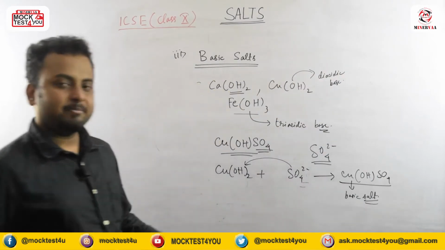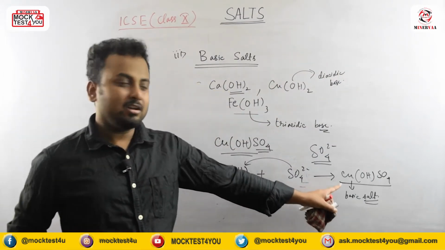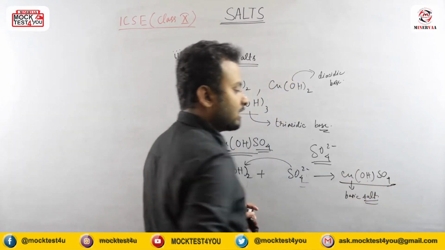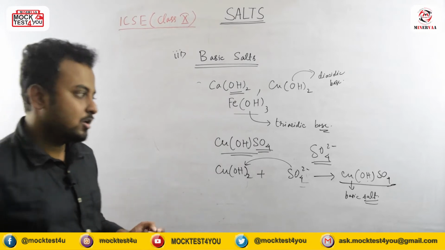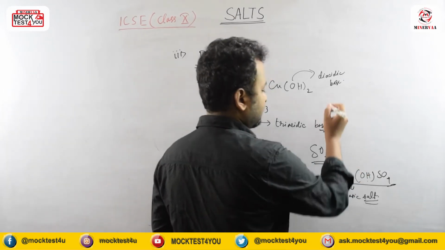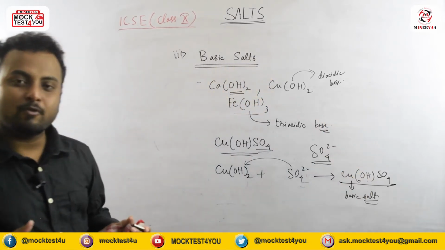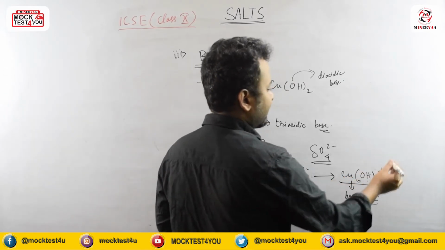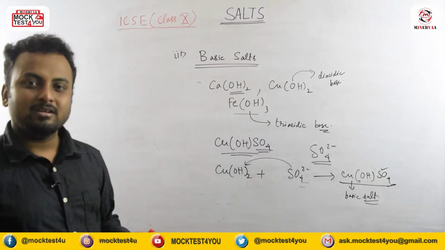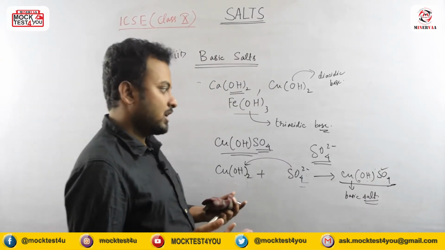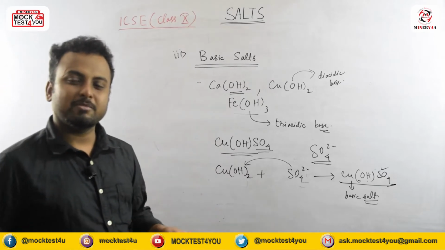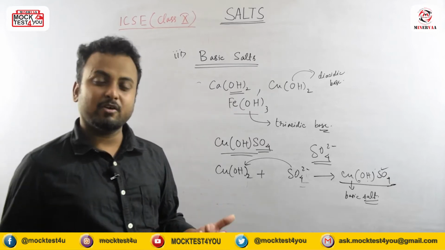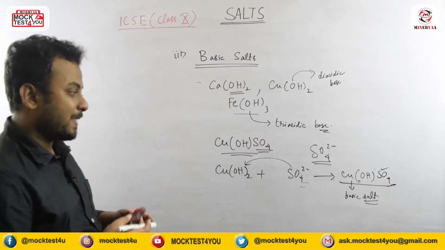So let us recapitulate again. What is a basic salt? A basic salt is something which contains OH minus group in its composition. So OH minus will be present. A basic salt can be formed by partial replacement of OH minus by another acidic radical. Complete replacement does not form a basic salt. If complete replacement of OH minus occurs, we will get normal salts. If partial replacement of H plus occurs, then we will get acidic salts.